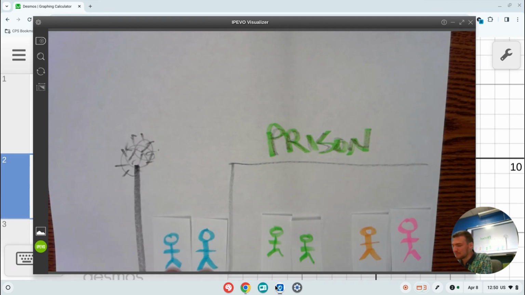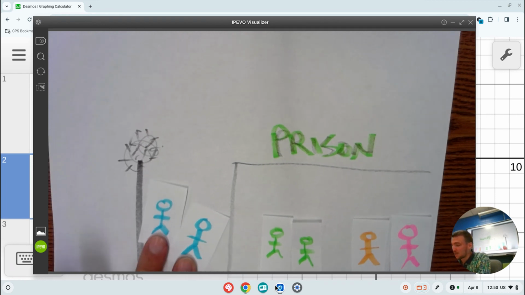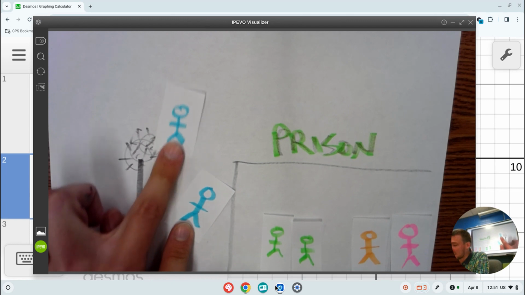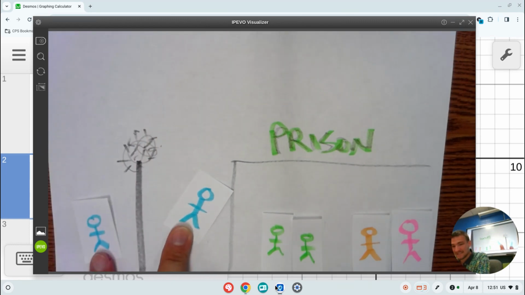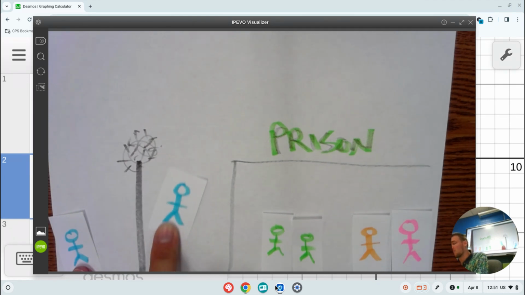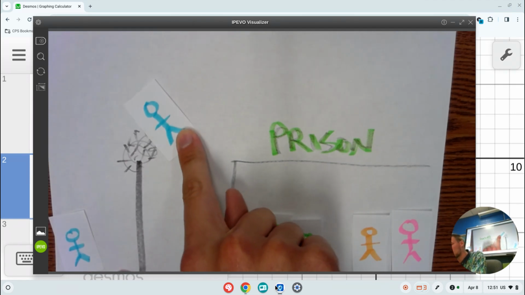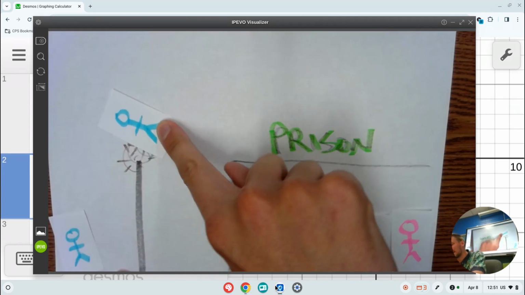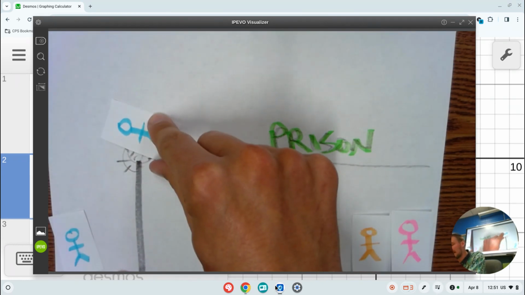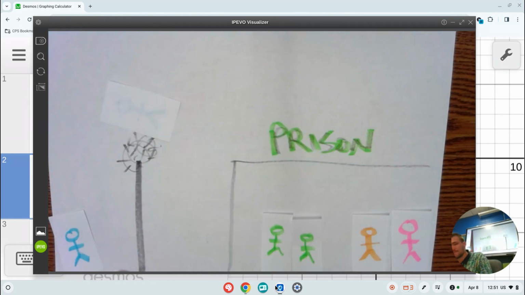The blue people, when they try to escape, one of them is going to get over the barbed wire fence and get out of jail, and they're free. The other one, unfortunately, is going to get caught by the guards, is going to get stuck in the barbed wire fence, and unfortunately, dead. Yay. Crazy, right? They tried to break out, they didn't make it. And that will always happen.